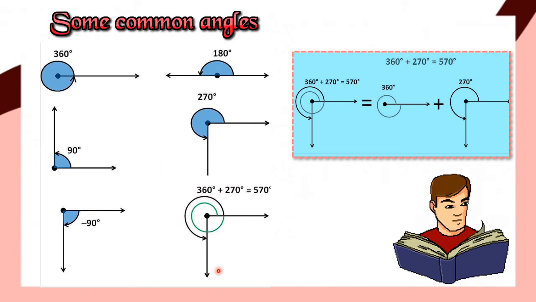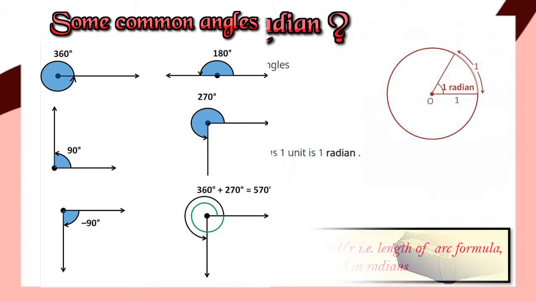These are few basic simple common angles and I hope you all are aware with these angles. If we talk about 570 degree, so what is the meaning of 570 degree? It means one complete revolution, that is 360 degree, plus 270 degree.